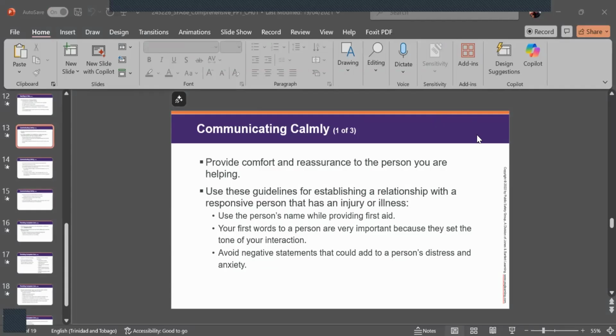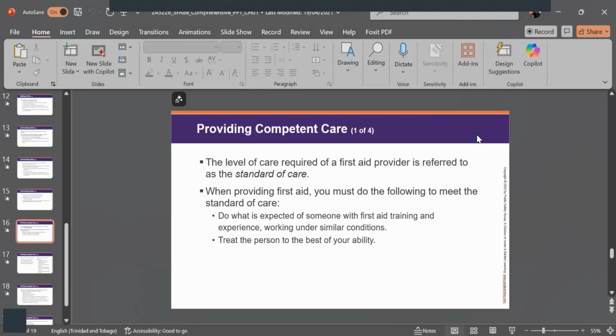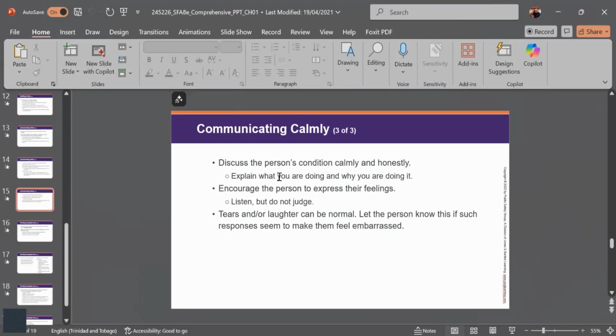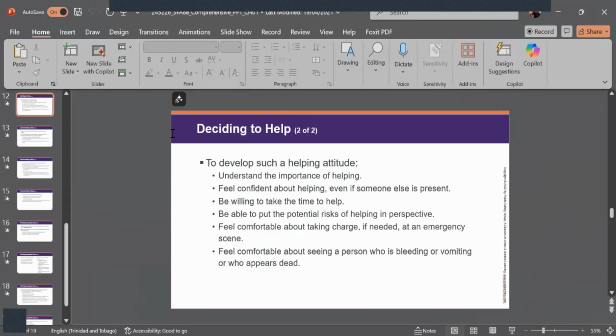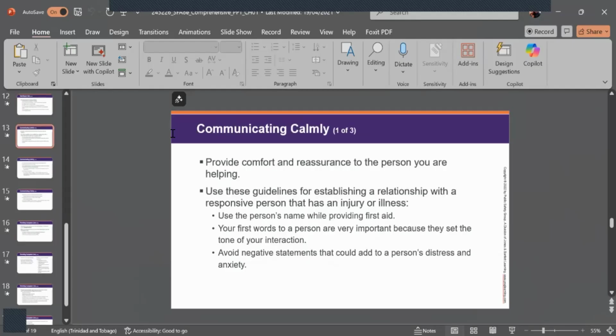We stopped at the starting of providing competent care, I believe. Correct me if I'm wrong. At this point, we stopped last day. Is that correct? Anybody? Nobody knows? Nobody can remember? I think we were at the ending of communicating calmly. Right. So communicating calmly is right across here. So whatever, I'll probably just start back from communicating calmly. So thank you for that.